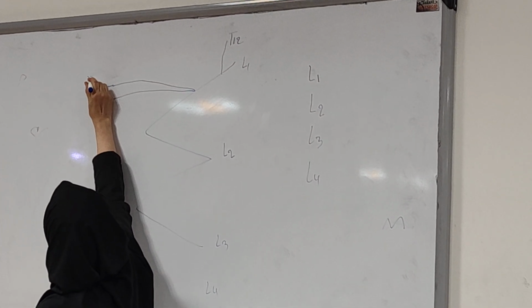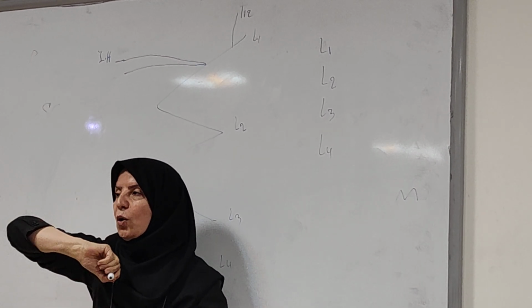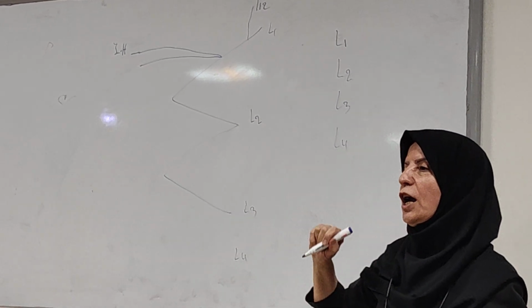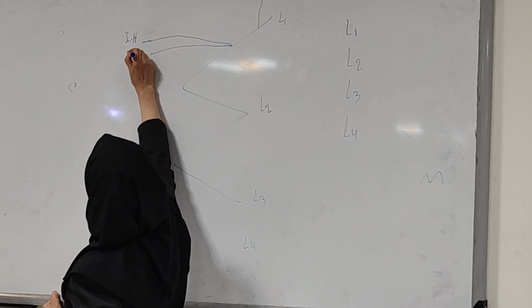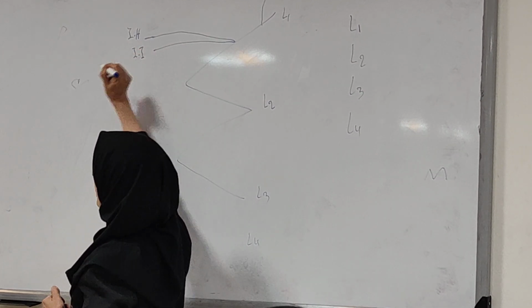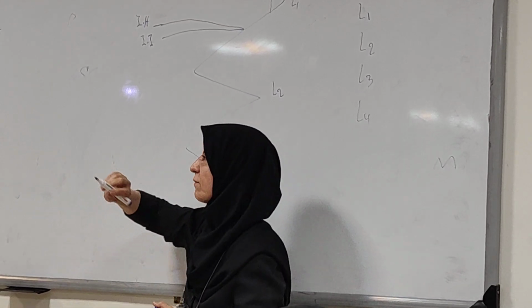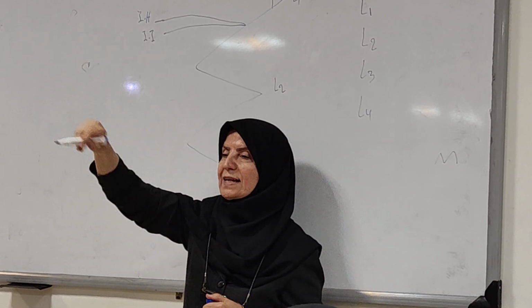Superior branch we call ilio-hypogastric. The second branch we call ilio-inguinal nerve. So, ilio-hypogastric nerve, ilio-inguinal nerve.